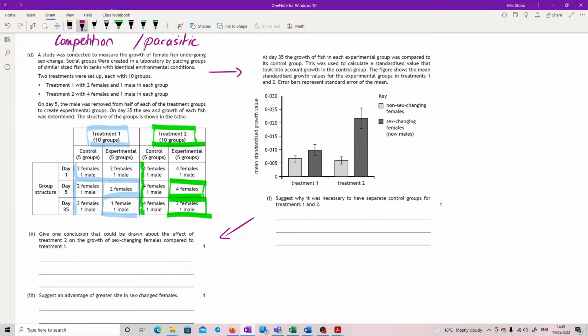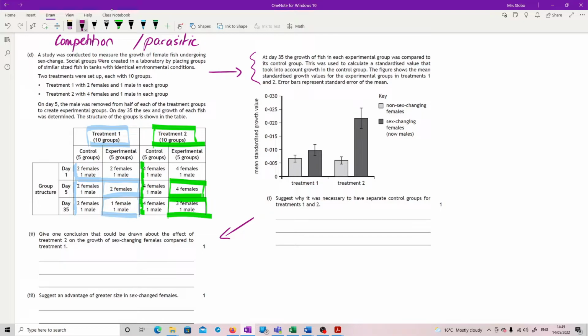At day 35, the growth of fish in each experimental group was compared to its control group. Because remember at the very beginning, it said that if the male was gone, the largest female would then go through a period of growth and would become male. This was compared to the control group. This was used to calculate a standardized value that took into account growth in the control group. The figure shows the mean standardized growth values for the experimental groups in treatment 1 and treatment 2. Error bars represent standard error of the mean. Fair enough, it's a nice enough graph.